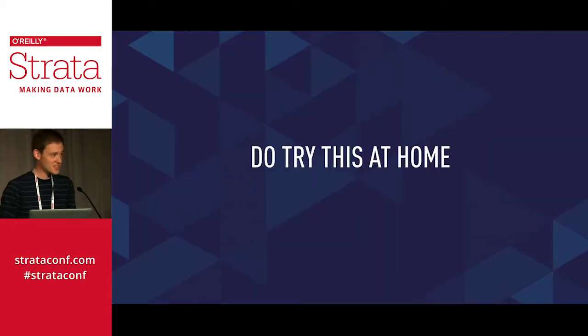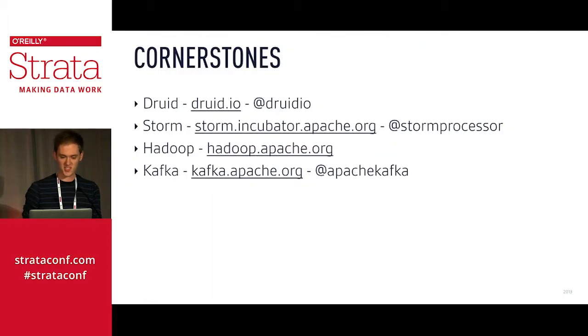So earlier we promised that we'd talk about trying this stack out at home, and now's the time for that. The cornerstones of the stack are all open source. Storm is an Apache incubator project. Hadoop and Kafka are also Apache projects. Druid was open sourced by Metamarkets in 2012. These are the websites. I think the slides are going to be online if you want to download them later.